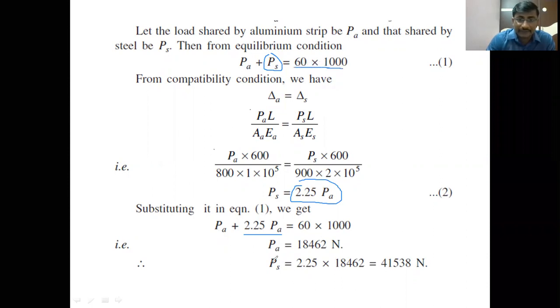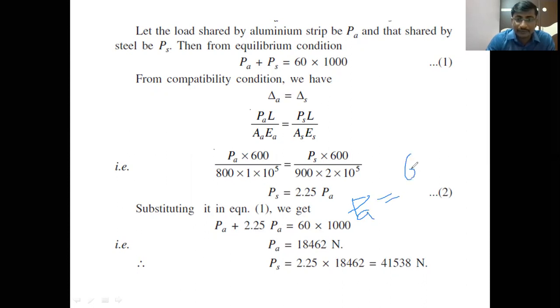From this equation, PA is common. If we take PA common, 1 remains, so 1 plus 2.25 is 3.25. So PA into 3.25 equals 60 into 1000. PA is equal to how much? How to write it?